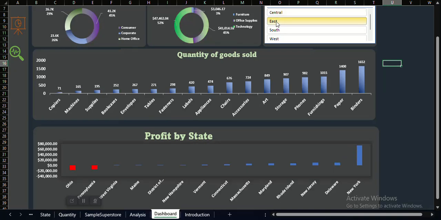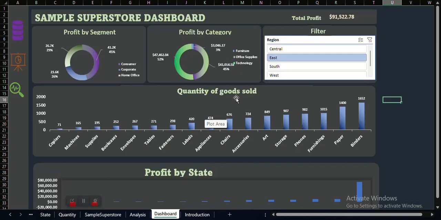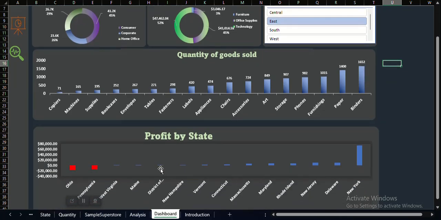When we go to the eastern region of the country, we have $91,000 as the total profit from this region. And we have changes in the distribution of this profit according to category and segment. Here we see 3% contribution from the furniture and 45% contribution from the technology category. We also have binders here performing the most with about 1,652 units sold.